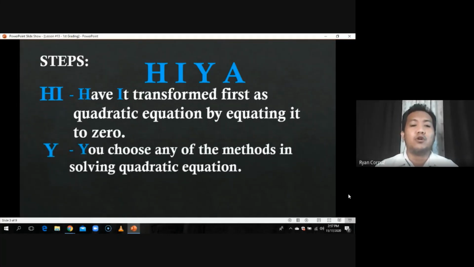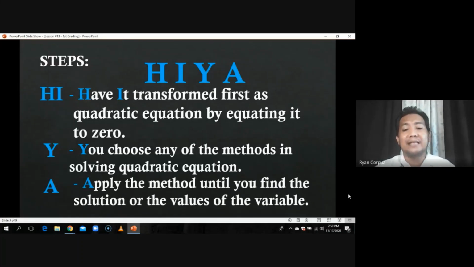Y stands for you choose any of the methods in solving quadratic equation. So babalik pa din tayo on the things that we have discussed about solving quadratic equation. So all the things that we have mentioned there are all the methods that we have discussed there. So pwede natin gamitin. So we are just going to choose the best method that we can use to solve a given quadratic equation. Then last, A stands for apply the method until you find the solution or the values of the variable.